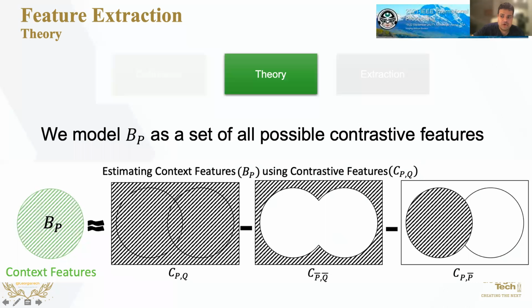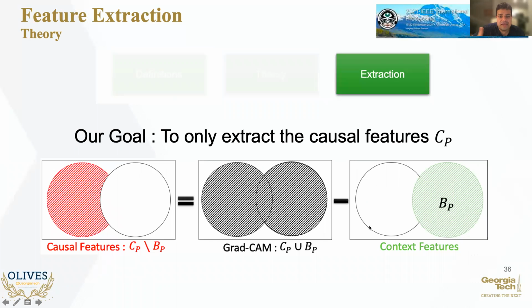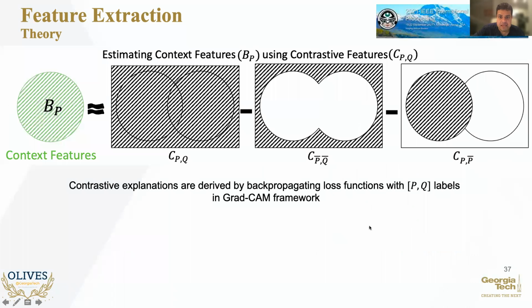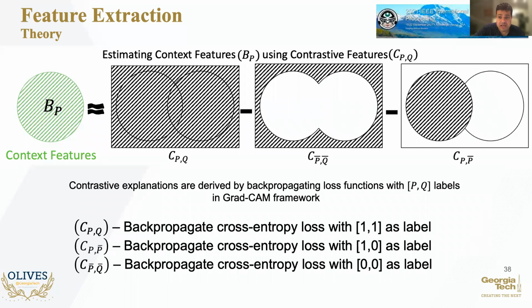Going back to our goal, we obtain BP by combining these 3 sets of contrastive features. From here, we can extract the causal features. We already discussed that contrastive explanations are derived by backpropagating losses within the Grad-CAM framework. For each type of features, we show what is being backpropagated.